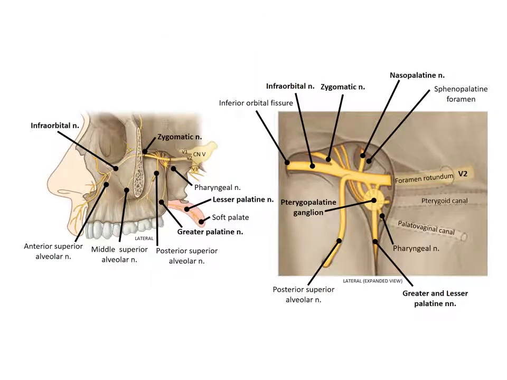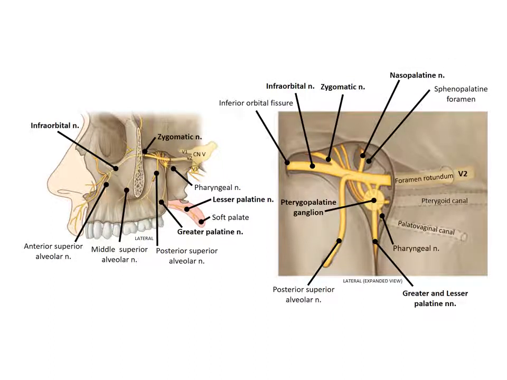In the right-hand image, we see V2, the maxillary nerve, exiting the middle cranial fossa and entering into the pterygopalatine fossa via the foramen rotundum. Once inside the pterygopalatine fossa, the maxillary nerve gives off numerous branches. The first branch we'll discuss is the nasopalatine nerve. This nerve quickly exits the fossa to enter into the nasal cavity via the sphenopalatine foramen.